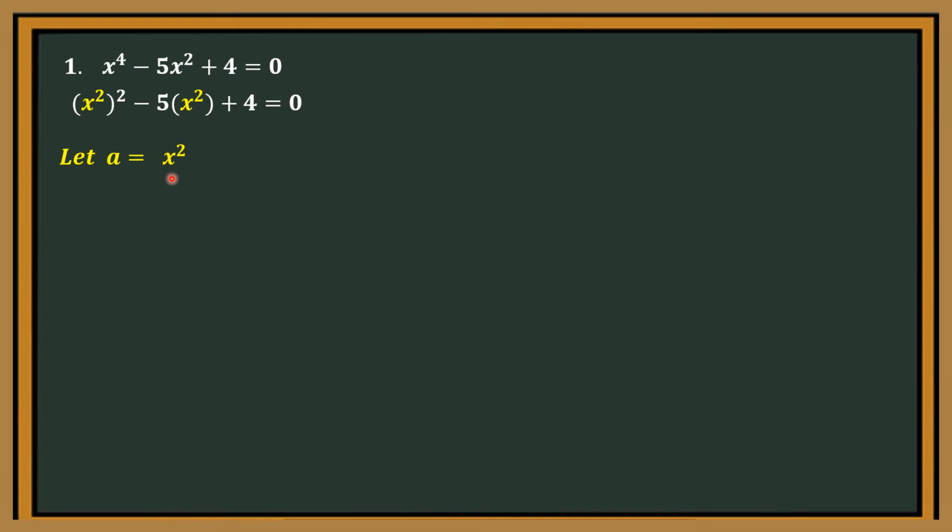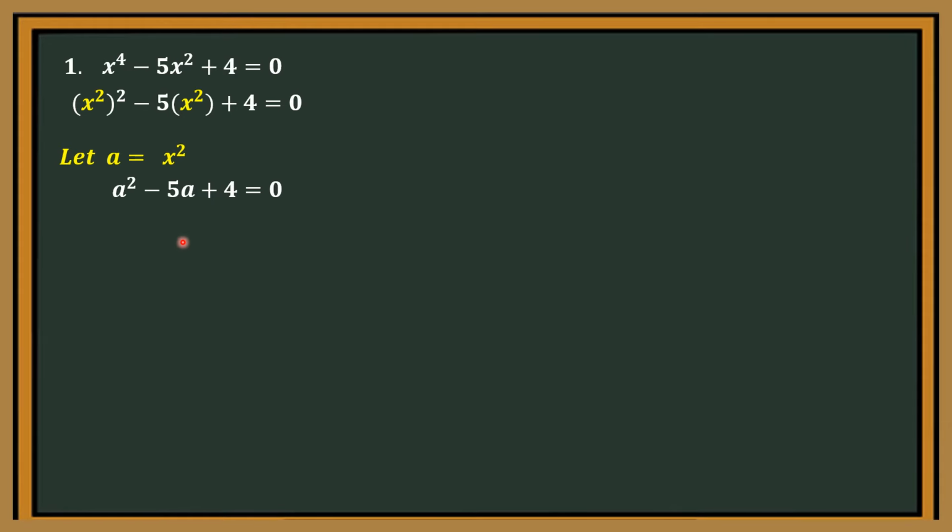Then, substitution. Sub natin ang a for the x squared. So, magiging a squared minus 5a plus 4 is equal to 0. Nanggaling lang ito dito. So, yung x squared, pinalitan natin ng a. You just copy squared, copy minus 5, x squared, substitute a, just copy plus 4 is equal to 0. This is now the quadratic equation.